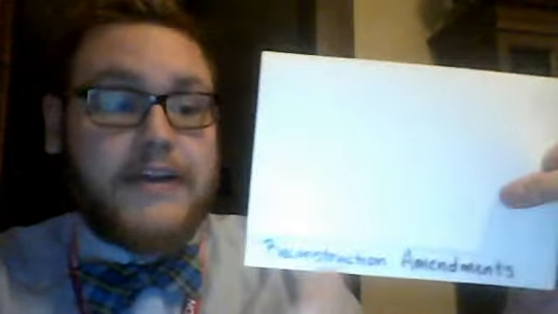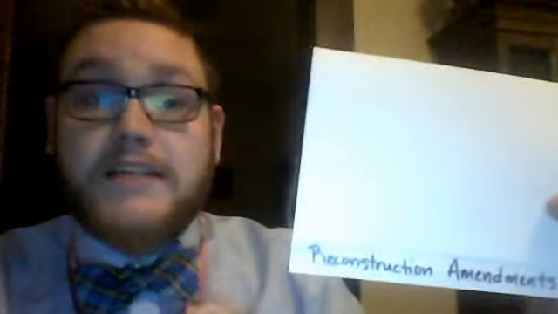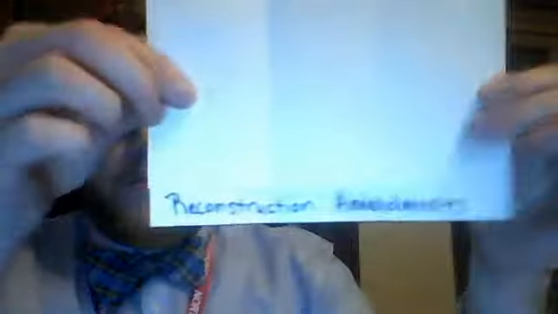After we get our title written down at the bottom, we're going to tri-fold this similar to a pamphlet. Start like this. Fold it once. Give it a good crease. And we're going to open it and fold it again. Give it a good crease. And then you will end up with something that looks like this. Reconstruction Amendments along the bottom, and it's tri-fold. It folds three ways.